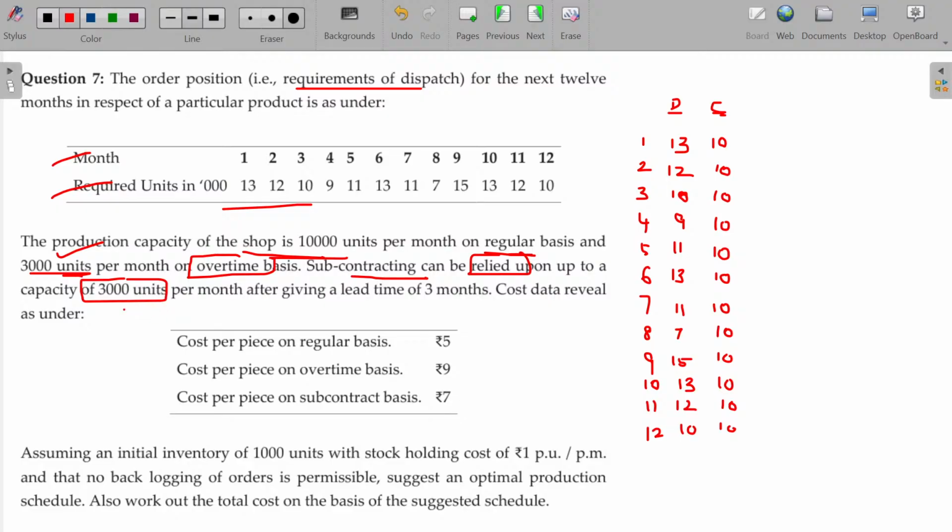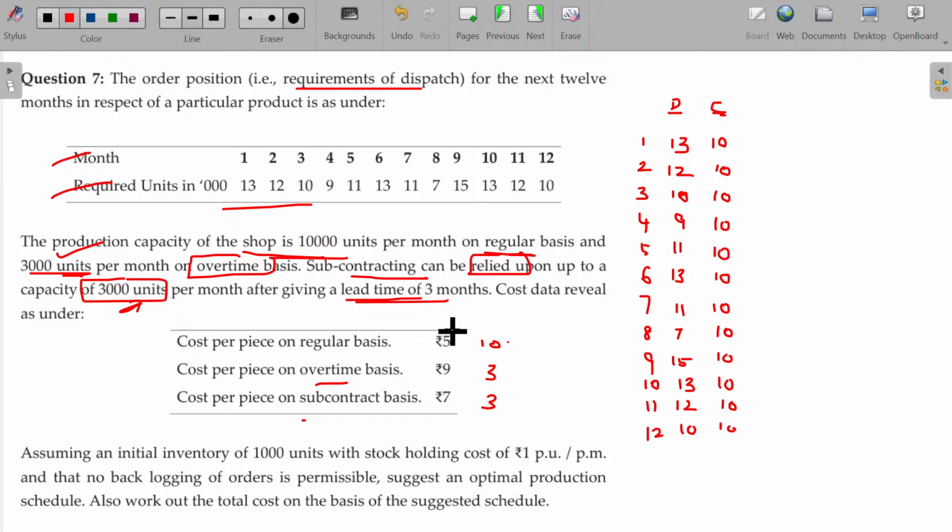Okay, but once you plan to go for subcontract, you have to give the lead time of 3 months. You have to order 3 months ahead. Lead time means you have to order ahead. Wait for 3 months to get it delivered. Cost data reveal as under. Regular basis, you can produce 10,000 units, and overtime basis 3,000 units. Subcontract 3,000 units can be produced.